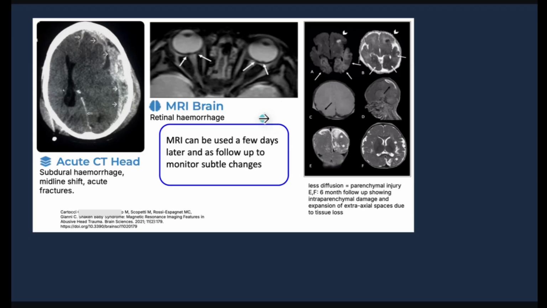And MRI is really good to image a few days later, or also to follow up any changes that the damage has caused. Because if a child has, at such a young age, a subdural hemorrhage, it's important to follow up to see what kind of damage has been done to the brain. So you can see that there's some parenchymal injury here on the sides. It's a bit subtle, but yes. And then these images also show a follow-up, and you can see that there is actually extra space and extra axial spaces because some tissue has been lost following this episode.